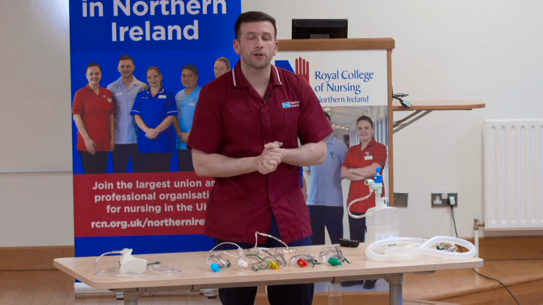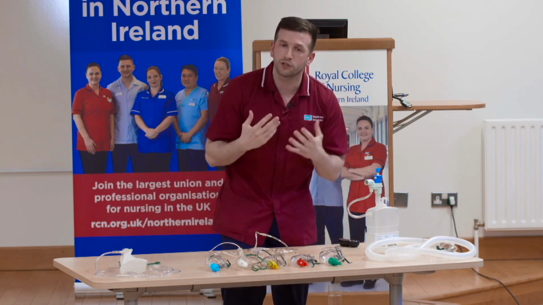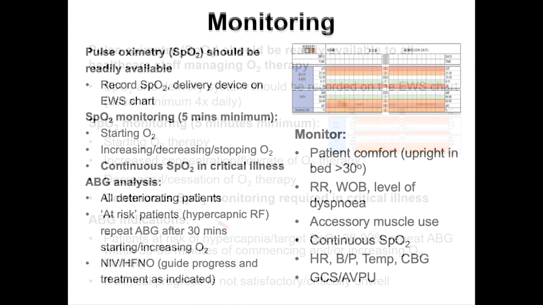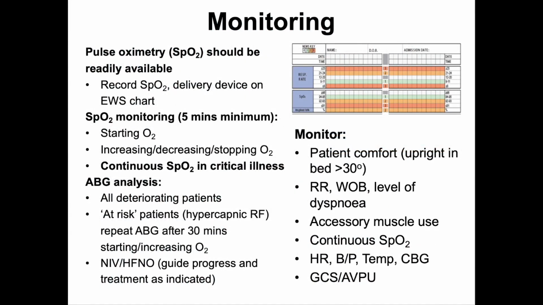As we talk about monitoring, we monitor response to oxygen therapy through pulse oximetry, and it should be readily available in every healthcare setting providing acute oxygen therapy. We record and monitor SpO2 as per your National Early Warning Score charts, an example of which is given to you on the slide. We talk about a 5-minute minimum rule, and what I mean by that is that if you're starting individuals on oxygen therapy, we want you to monitor SATs for a minimum of 5 minutes. When I say SATs, I mean oxygen saturation.